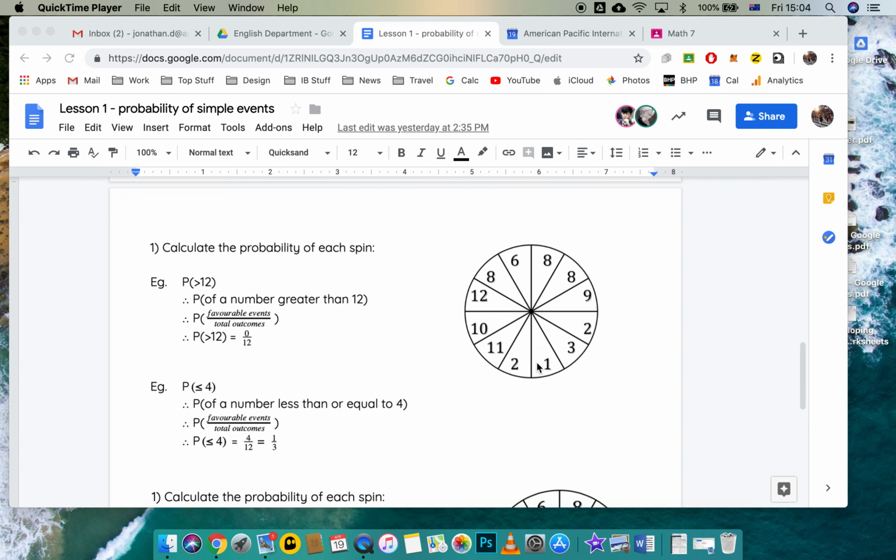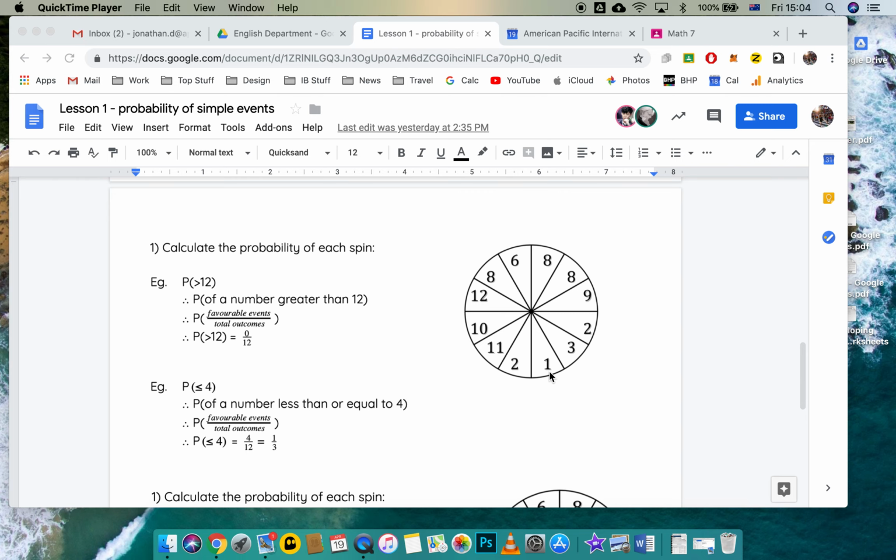So there's 1, 2, 3, 4, 5, 6, 7, 8, 9, 10, 11, 12, 13. There's 13 numbers on this particular wheel. What's the probability that the number 1 will land in this spot here if I spin the wheel around?